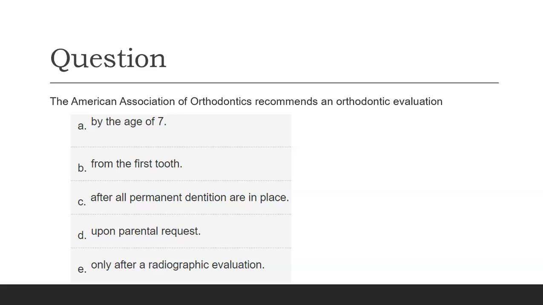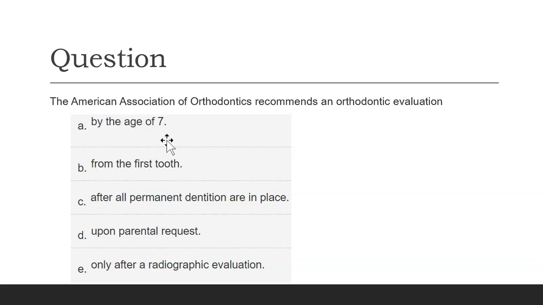So one of the questions I have before we start is, the American Association of Orthodontics recommends an orthodontic evaluation when? Is it by the age of 7? Is it from the first tooth? Is it after all permanent dentition are in place, upon parental request, or only after radiographic evaluation? At what age should you be getting an orthodontic evaluation? It is A, by the age of 7. Okay, so by the age of 7, children should go and see an orthodontist for an evaluation.